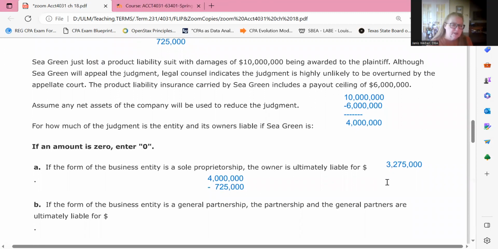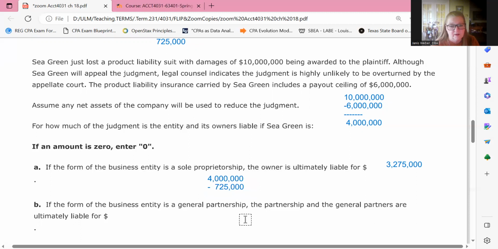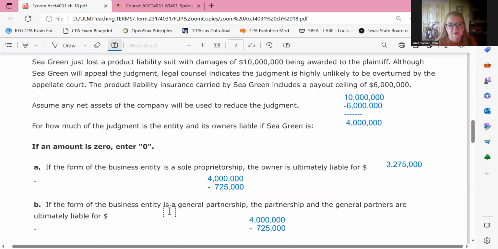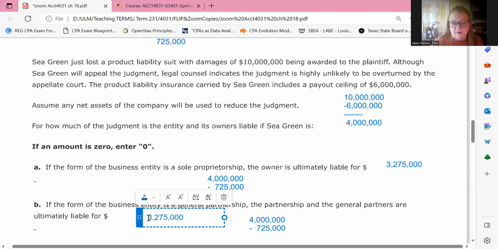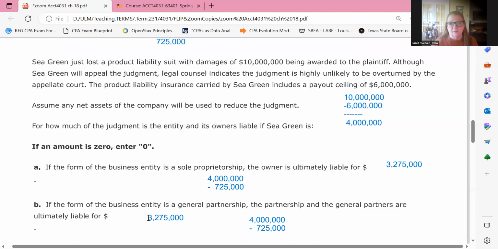All right, and then the second one, B, if the form of business entity is a general partnership, meaning they're all liable, the partnership and the general partners together are ultimately liable for. Guess what? The answer is exactly the same. $3,275,000 again. So same deal, because there's no limitation on liability.